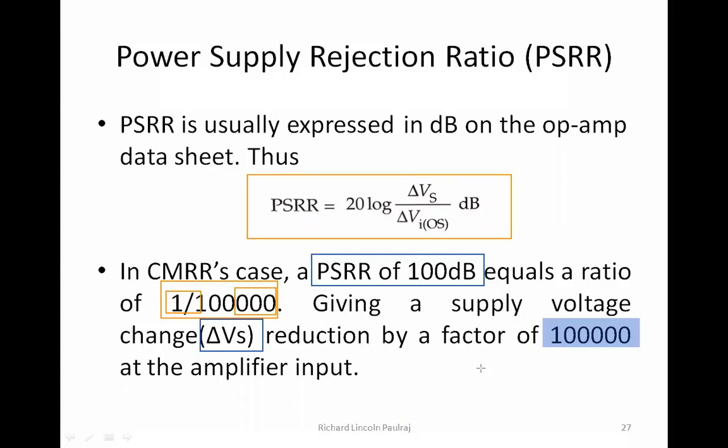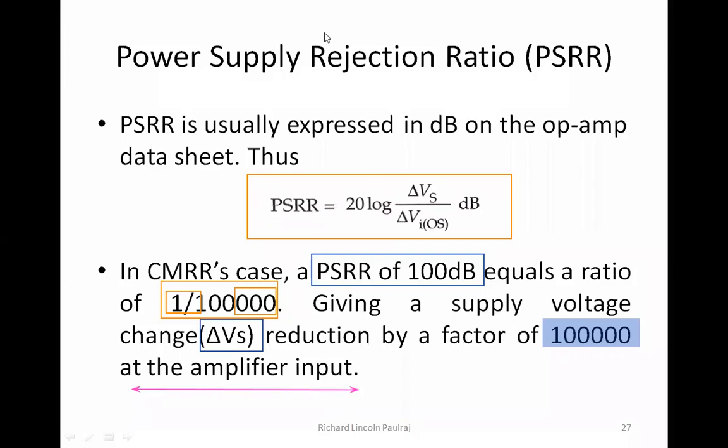Yes, sir. So what are we trying to see here? We are trying to see that it is giving us a proper stable input. Okay. So if a system has PSRR of 100 dB, it means that it is reducing the impact, it is reducing the damages by about 100,000 times, at the input side of the amplifier. Now this is important, at the amplifier input.